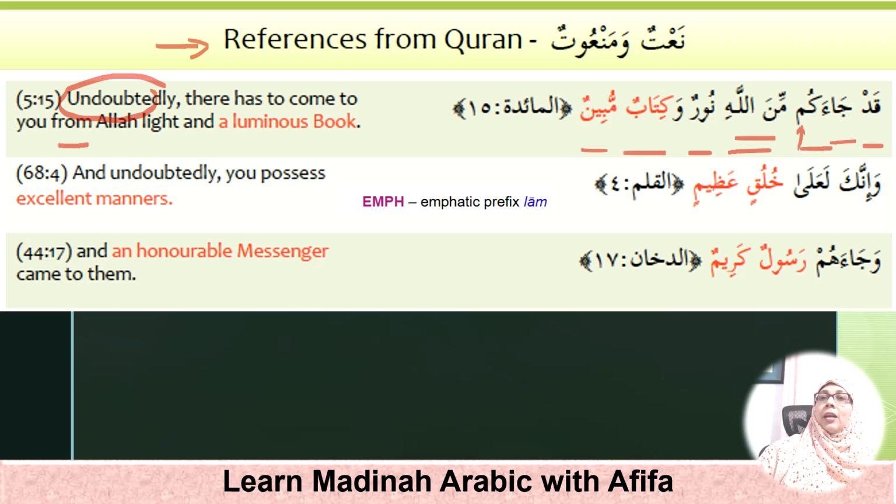So here, what came to us from Allah? Nurun, a light, and wa means and, kitabun, a book. So what kind of a book? It is mubinun. So here it is an adjective describing the book, right? So a luminous book came to us from Allah.